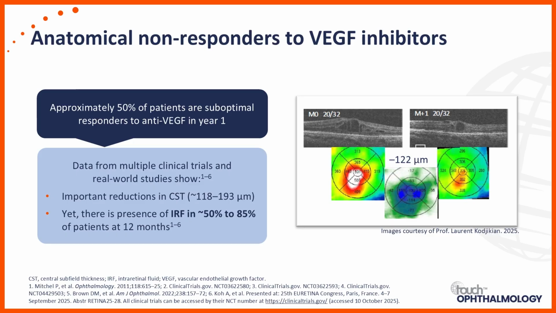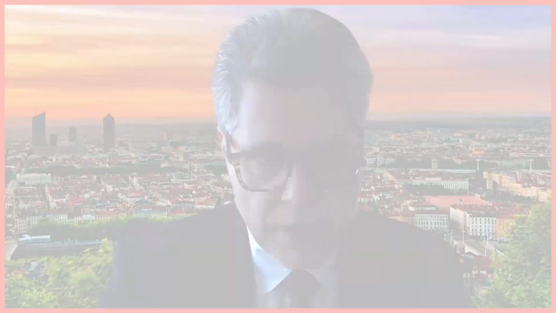And I showed to you a very good example. This patient decreased by 120 microns, but you can see that visual acuity remains stable and there is still some intraretinal fluid. There is really limited evidence supporting the benefit of switching between anti-VEGF agents. So really remember that if you don't have a good efficacy with an anti-VEGF, it's better to switch to another drug, another class, another family of drugs like steroids.